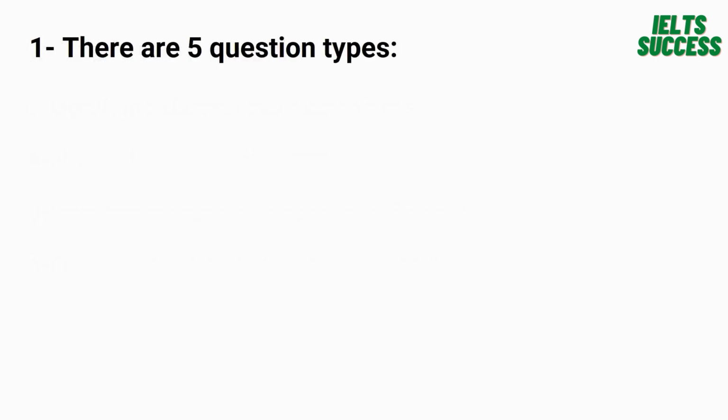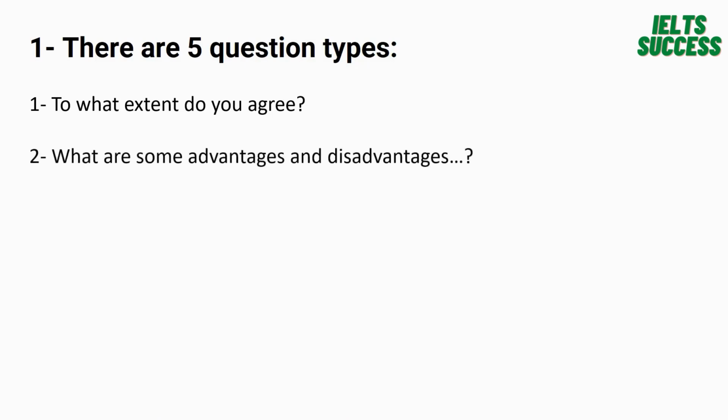First, you should know that there are 5 question types in task 2. The first type is to what extent do you agree? Here you will be given an idea and you're asked to either agree or disagree. And of course, you have to stick to one stand, one opinion from the very beginning of the essay till the end. The second type is what are some advantages and disadvantages?